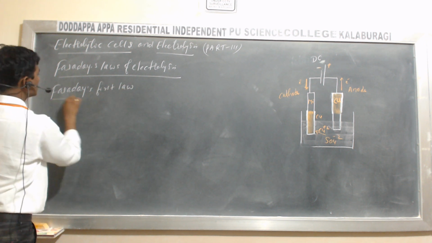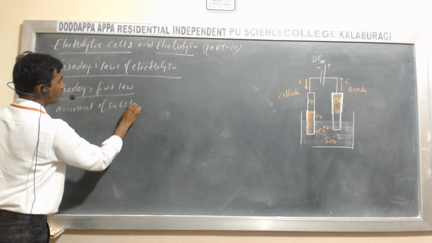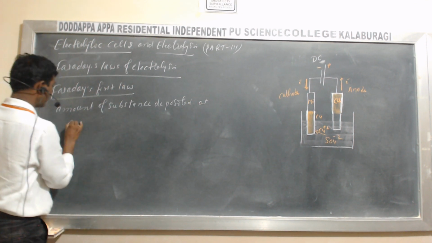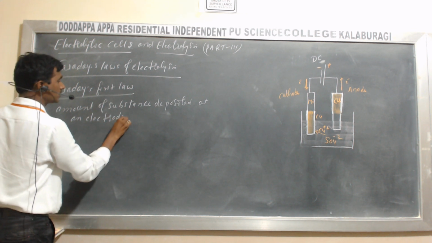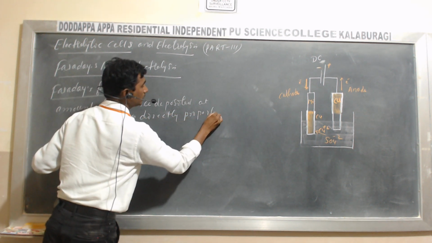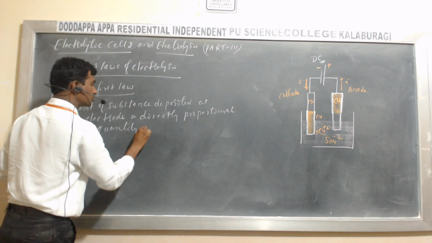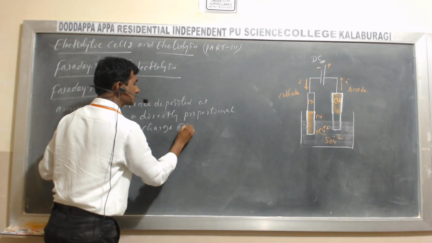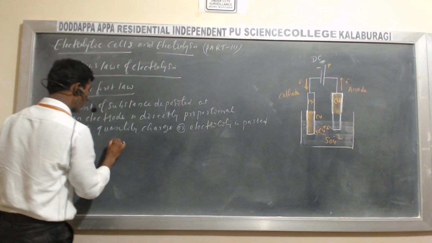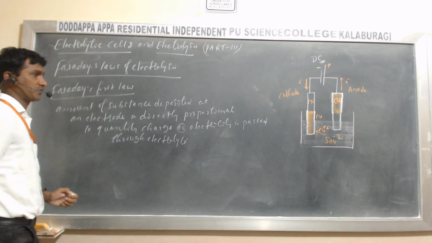What is Faraday's first law? The amount of substance deposited at an electrode is directly proportional to the quantity of charge or electricity passed through the electrolyte solution. So it is called Faraday's first law.